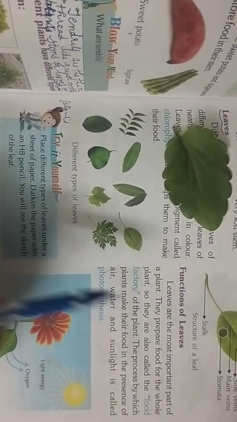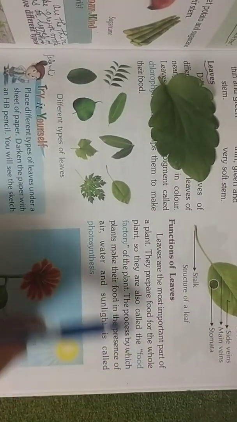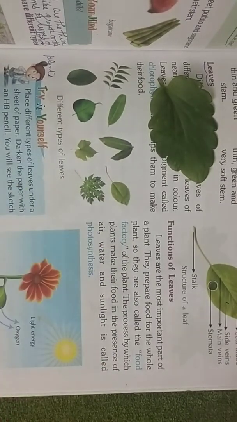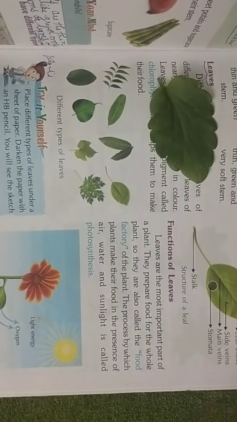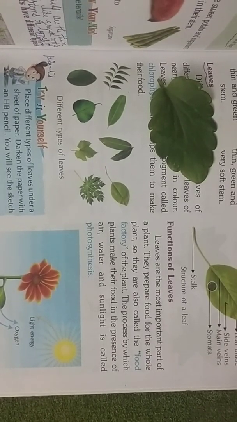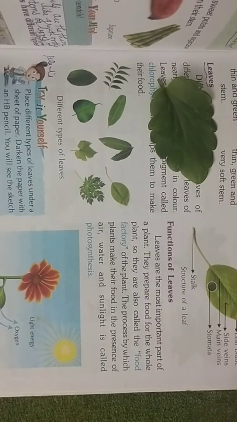Functions of leaves. Leaves are the most important part of the plant. They prepare food for the whole plant. So they are also called the food factory of the plant. Why do we call it the food factory of the plant? Because leaves prepare food for the whole plant.